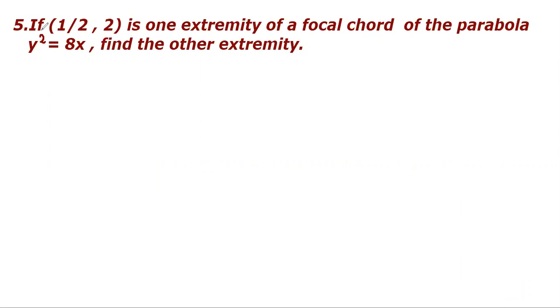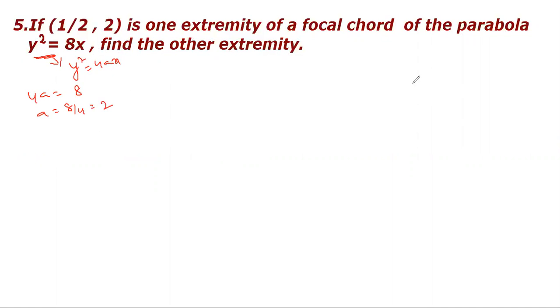Next, if 1 by 2 comma 2 is one extremity of a focal chord of the parabola y square equals 8x, find the other extremity. Here the given equation is y square equals 8x. When I compare with y square equals 4ax, 4a equals 8, a equals 8 by 4, which is 2.